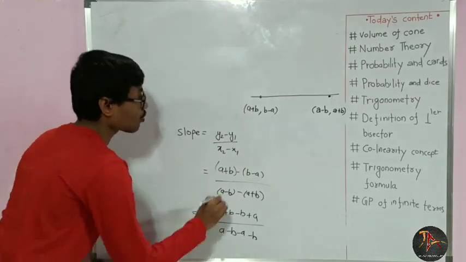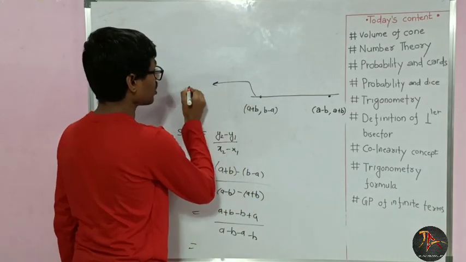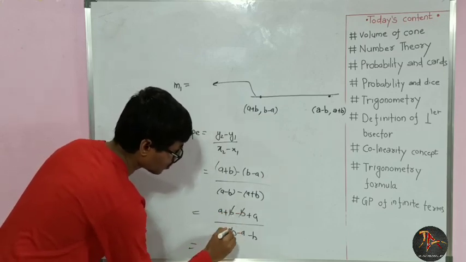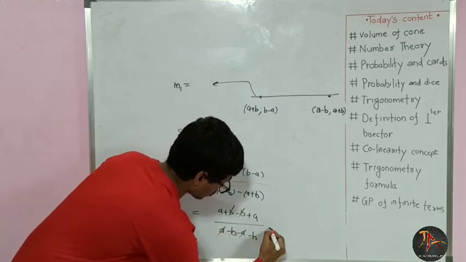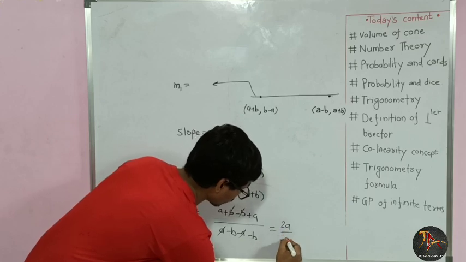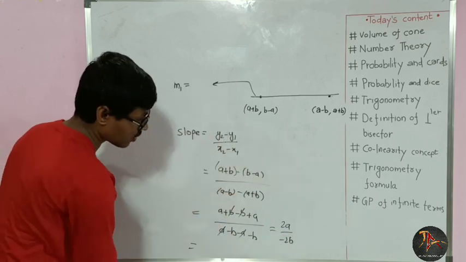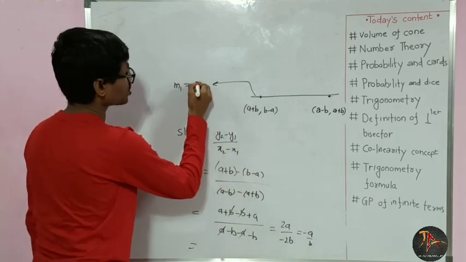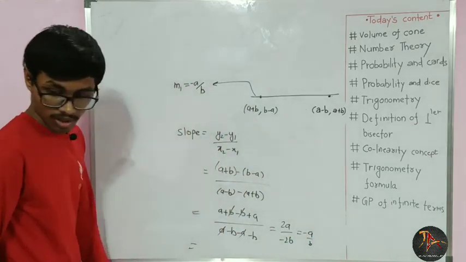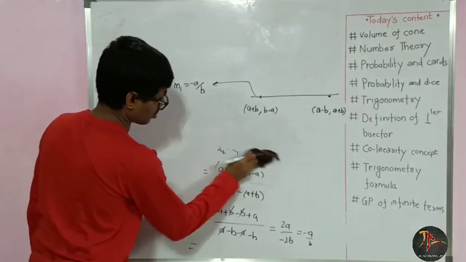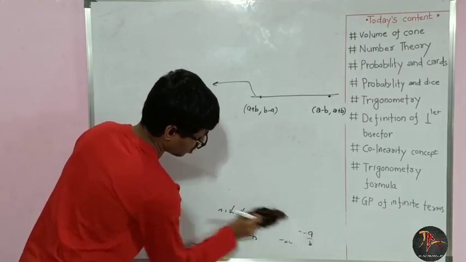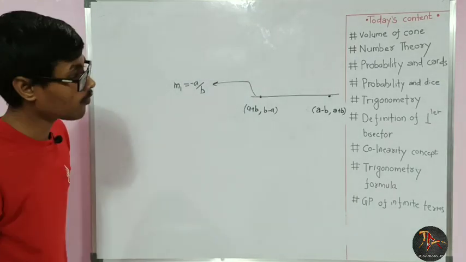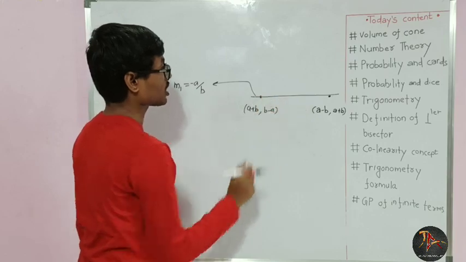If we calculate the slope of this line, let me name the slope m1, it will come to 2a divided by minus 2b, which will be minus a by b. So its slope is minus a by b. So from this formula of slope, we have found the slope of this line.